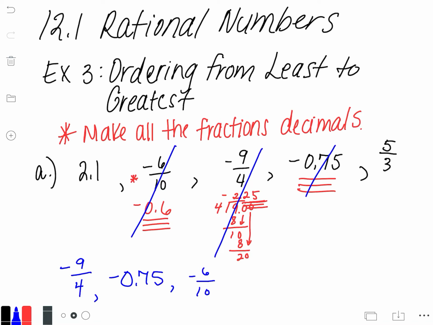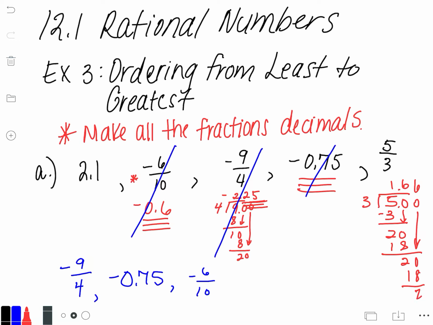And now I only have two positive numbers left. I have 2.1 and I have 5/3. If I wanted to think of 5/3, I could make it a decimal by dividing. Actually, why don't I do that? So I've got 5 divided by 3. 3 goes into 5 one time with 2 left over. Decimal point 0. 3 goes into 20 6 times. That would be 18. Bring down a 0. And do you see how we have a pattern that starts to arise? That means that this is the same as the decimal 1.6 repeating.